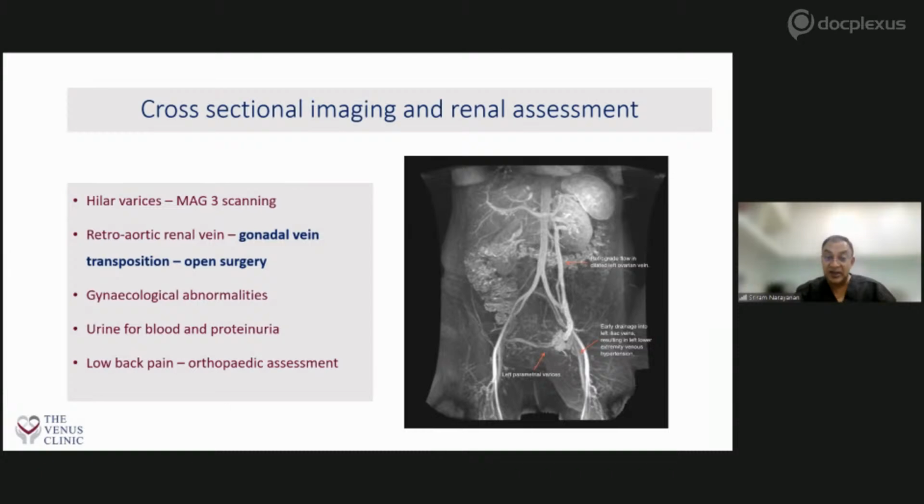You will then rule out gynecological abnormalities. You must test the urine for blood and proteinuria, because if there is proteinuria, even microscopic hematuria and proteinuria, then the left kidney is being compromised. And if there's low back pain and you don't see the hilar varices on your pelvic duplex, then they might need an orthopedic assessment to rule out an orthopedic lower back pain cause. But it is only at this stage that the CT and MR should come in. By this time, you have more or less pinned down the diagnosis and the degree of severity of their symptoms.